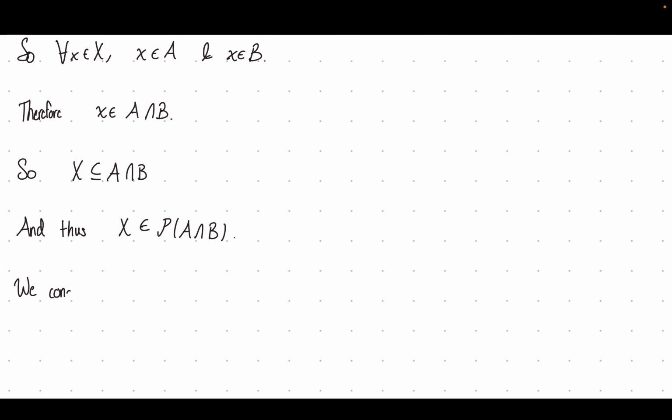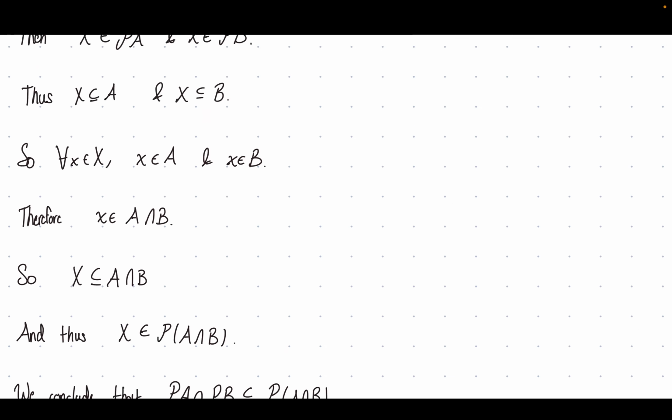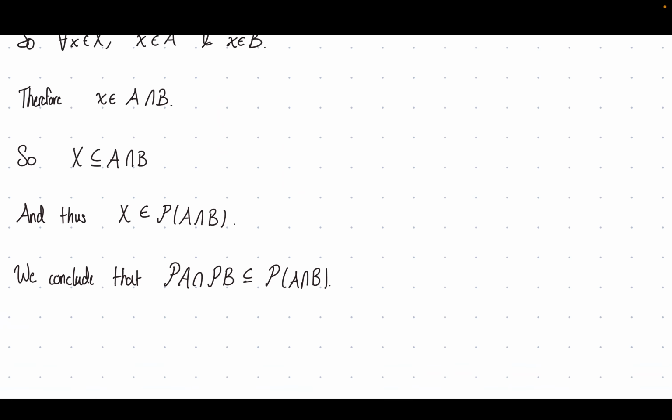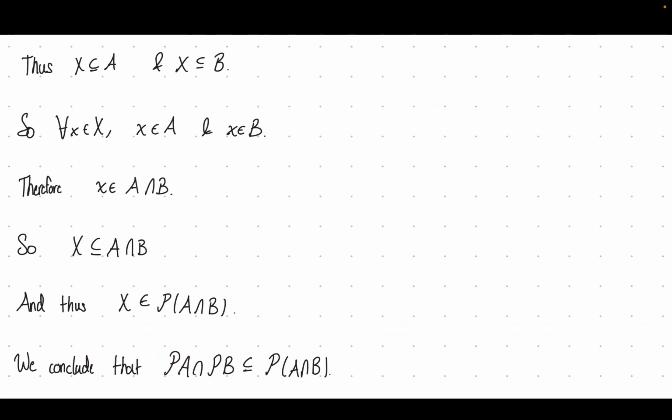And then we conclude that the power set of A intersect power set of B is a subset of the power set of A intersect B. Straightforward, about as direct of a proof as this book can offer. And the converse is pretty much the same. Let me just add 2 pages just in case. Converse is pretty much just the same.